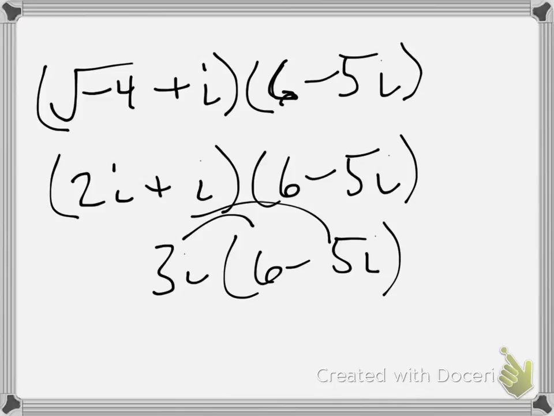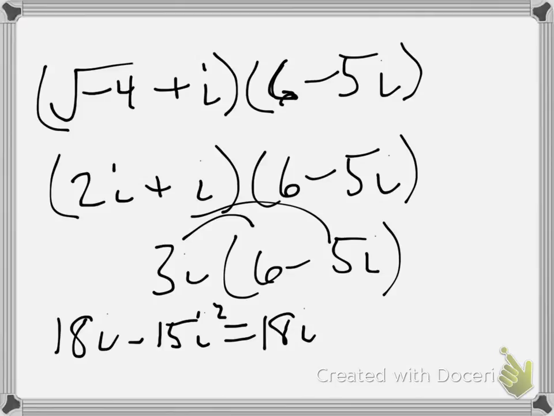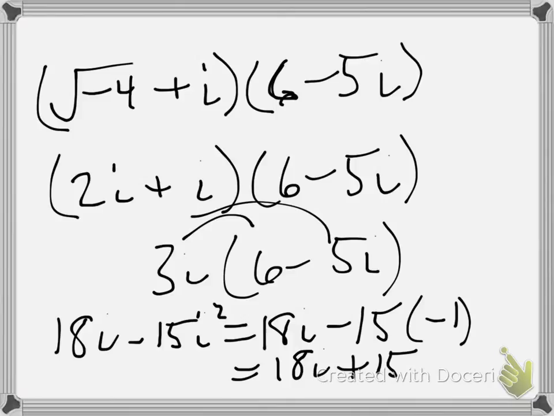Alright, at this point now you want to distribute. So you've got 3I times 6 is 18I. And then 3I times minus 5I is minus 15I squared. Because remember, I times I is I squared. Rules for exponents. But we just said on the previous slide that I squared is -1. So I have 18I minus 15 times -1. We substitute -1 in for I squared. So I really have 18I. Now -15 times -1 is plus 15.